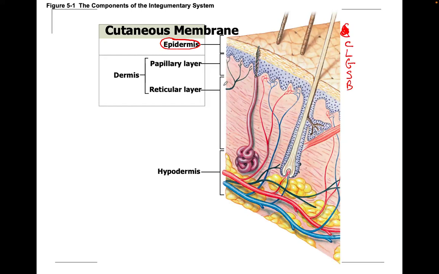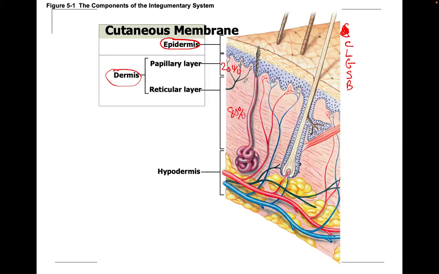Once we go deeper than that, we're in the dermal layer, into the dermis. And the dermis is a lot easier. It's only made up of 2 layers, the papillary layer and the reticular layer. The papillary layer is the upper 20%, and then the lower reticular layer makes up the remaining 80% of the dermis.